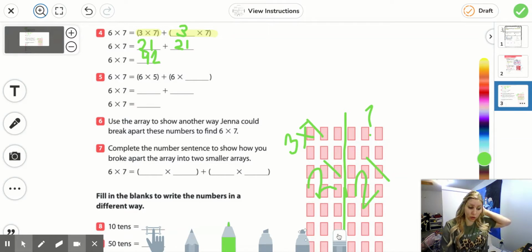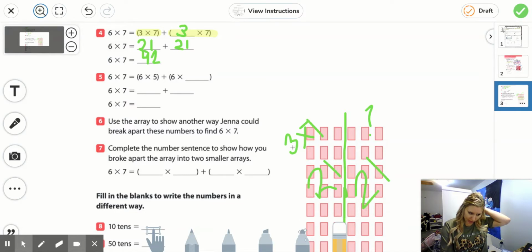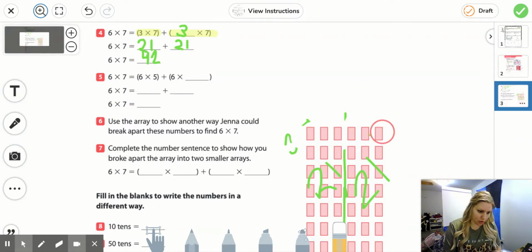But they want us to do more than just one way. So now I'm going to erase how I broke it apart here. And it wants us to try a different way.